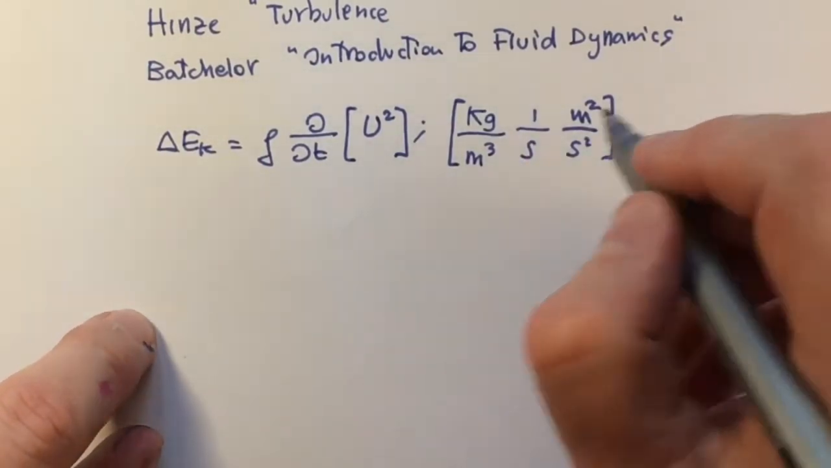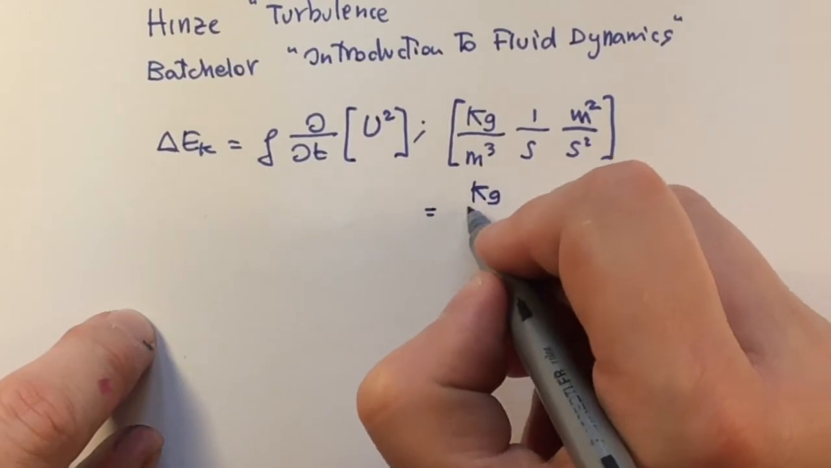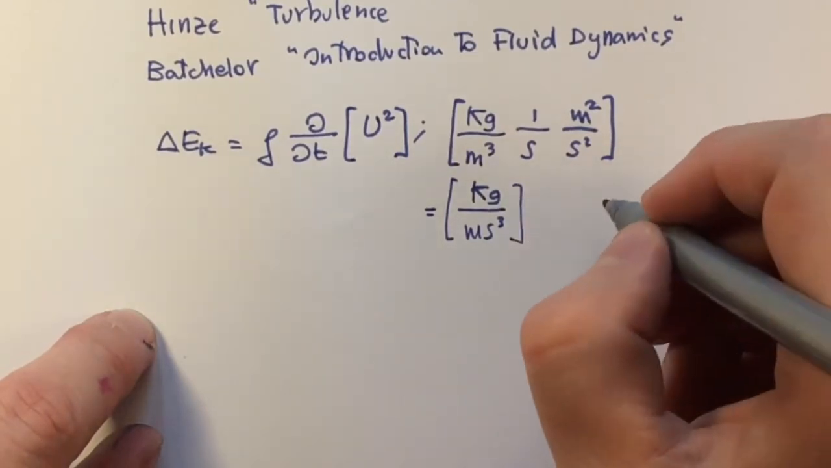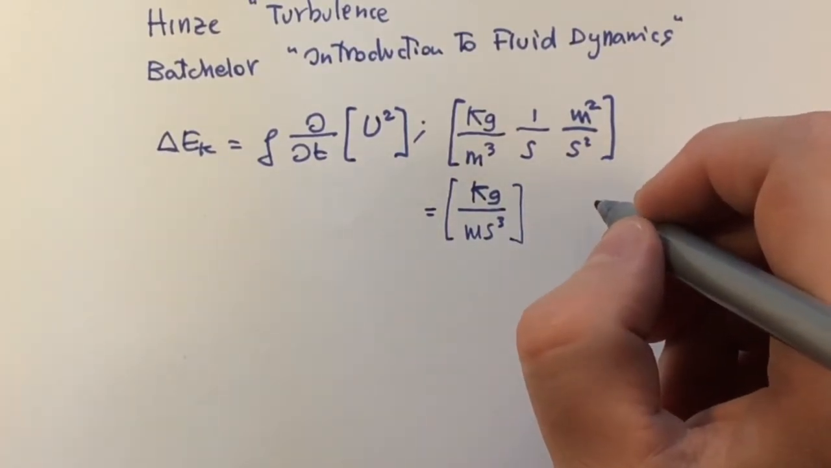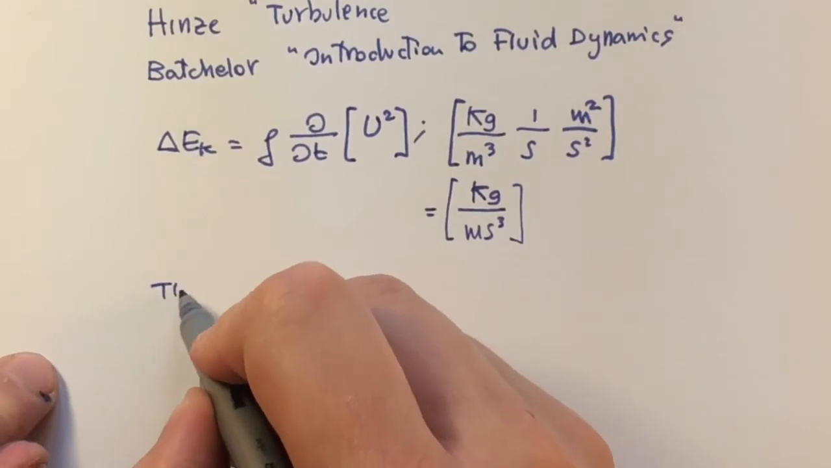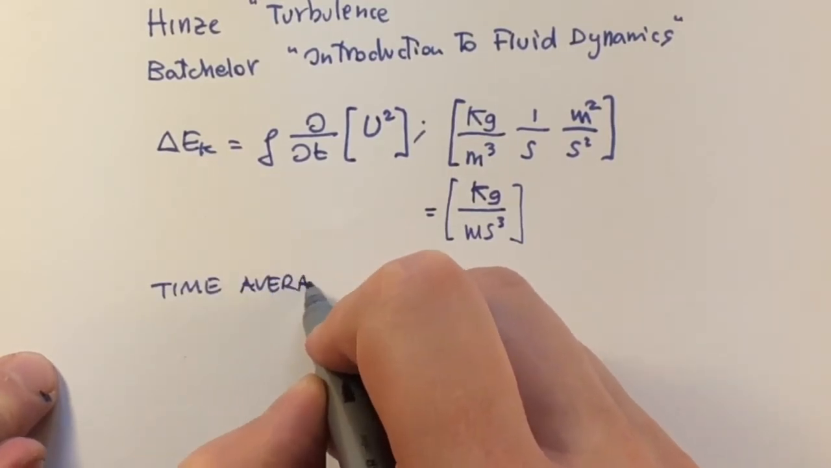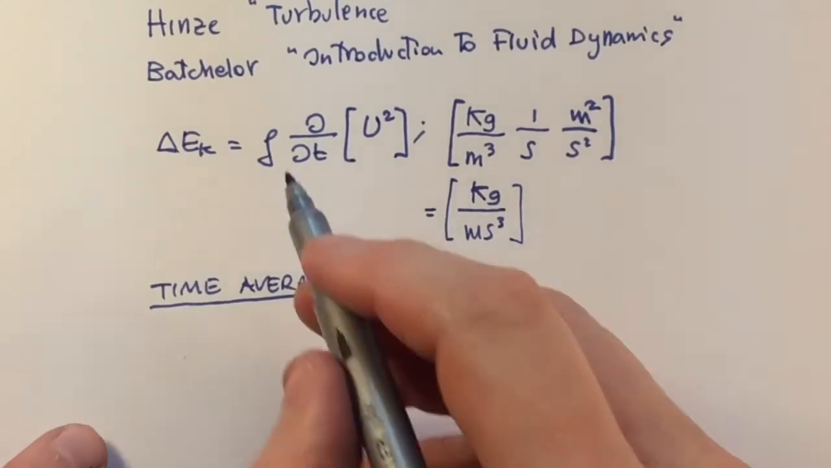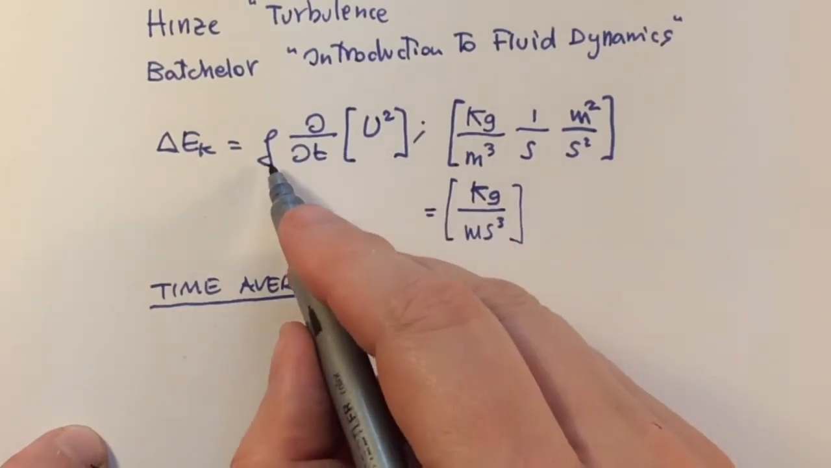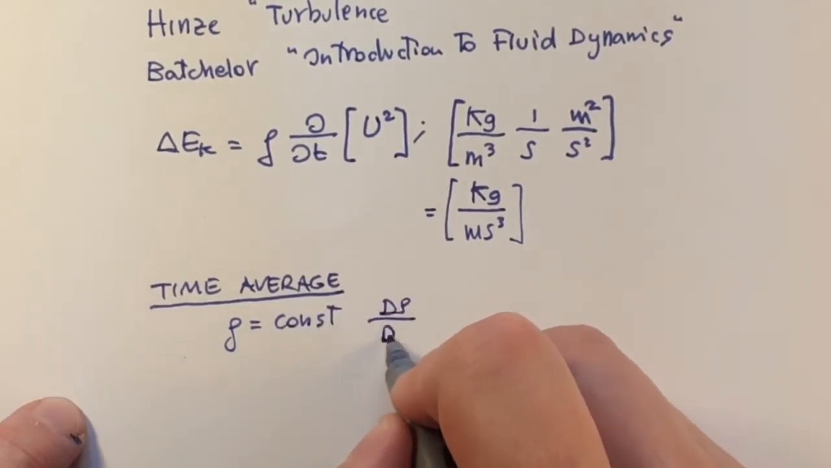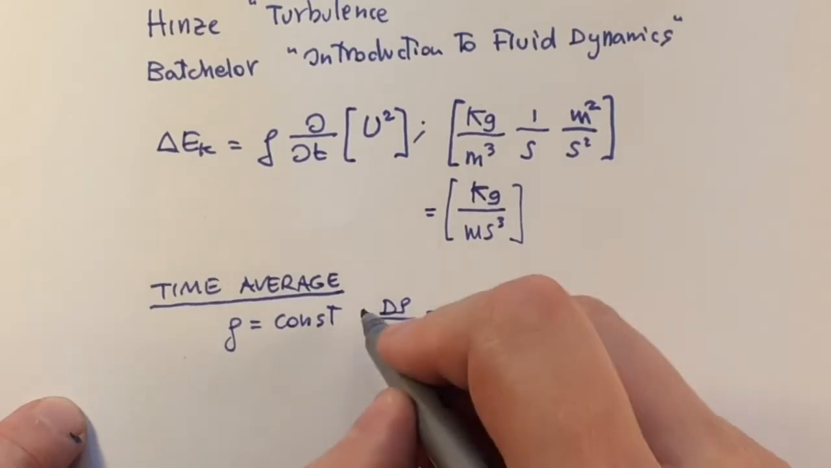Okay, so the units of this are kilogram divided by meter seconds cubed. So what we are interested in in this problem is a time average of the Stokes layer. So if we time average this and we consider an incompressible flow, so rho is constant because we have D rho/Dt, where big D is the material derivative, equals 0.